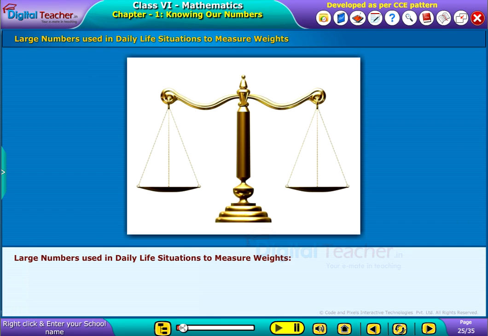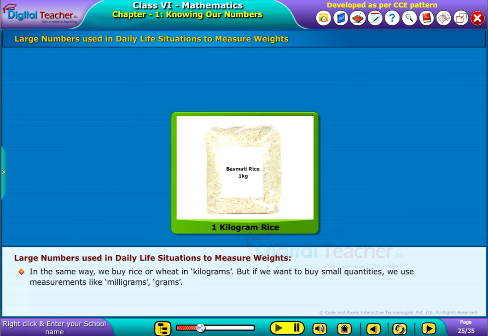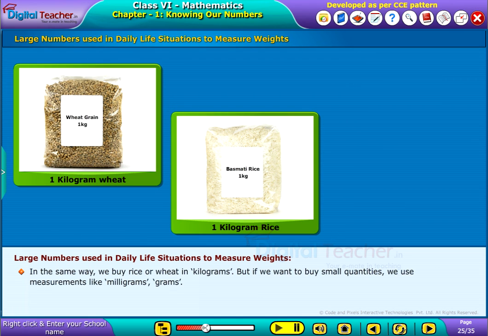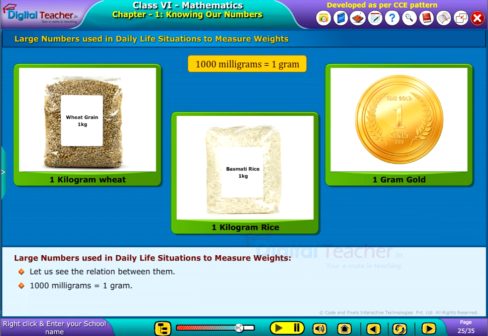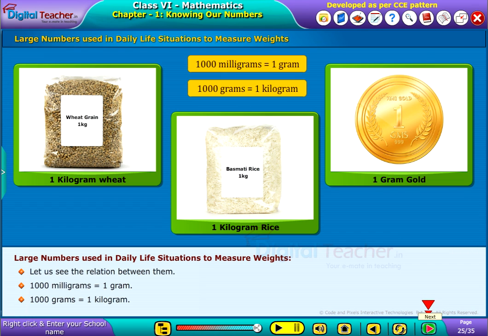Large numbers used in our daily life situations to measure weights. In the same way, we buy rice or wheat in kilograms. But if we want to buy small quantities, we use measurements like milligrams, grams. Let us see the relation between them. 1000 milligrams is equal to 1 gram. 1000 grams is equal to 1 kilogram.